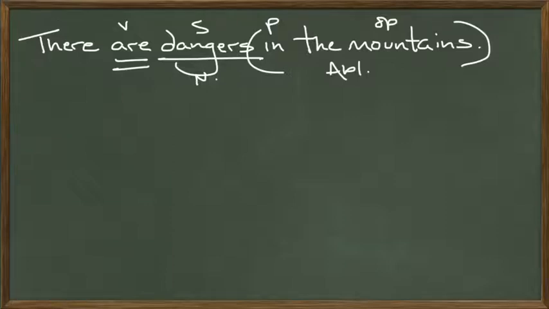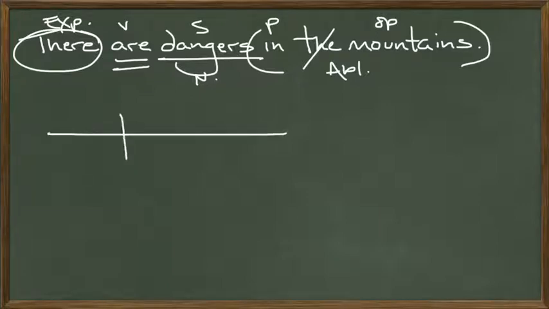The is an article adjective. We don't need that, so we'll get rid of that. And then there can either be an expletive, or you could be saying that the dangers are there, adverb, in the mountains. I always circle adverbs, so we can do it either way. There are dangers in the mountains, or dangers are there in the mountains. Kind of both ways that we can translate this sentence. So let's go with the expletive version.